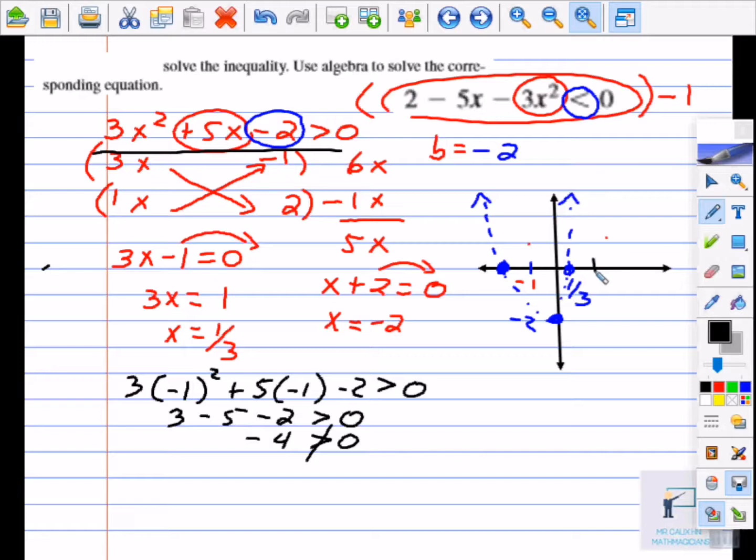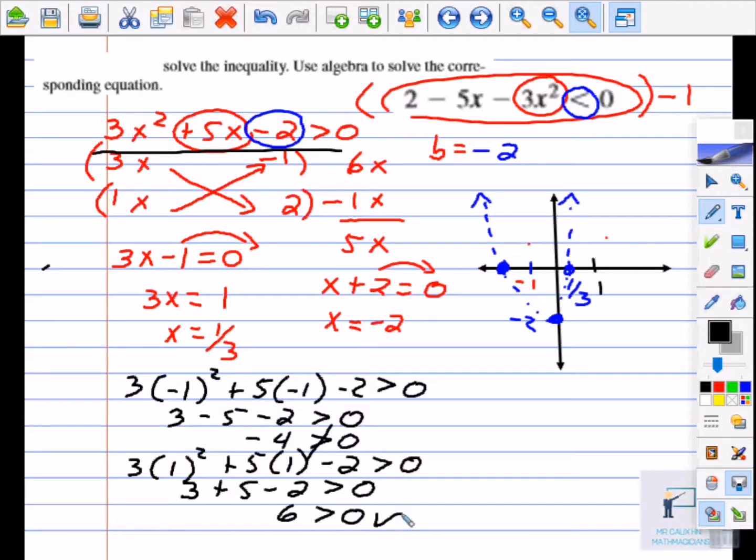Let's use the number 1 now, that is outside the graph. 3 times 1 squared plus 5 times 1 minus 2 is greater than 0. This is 3 plus 5 minus 2 is greater than 0. 3 plus 5 is 8, 8 minus 2 is 6, and that is greater than 0. It is true. That means that your interval is outside.